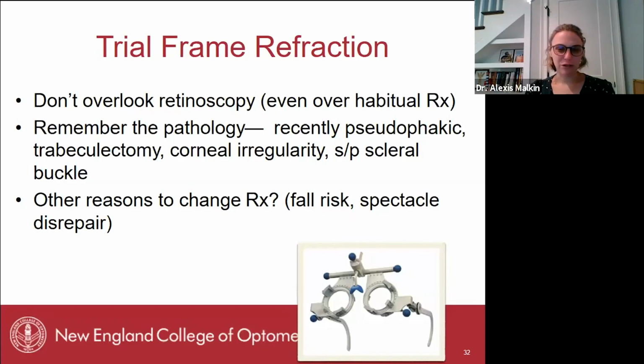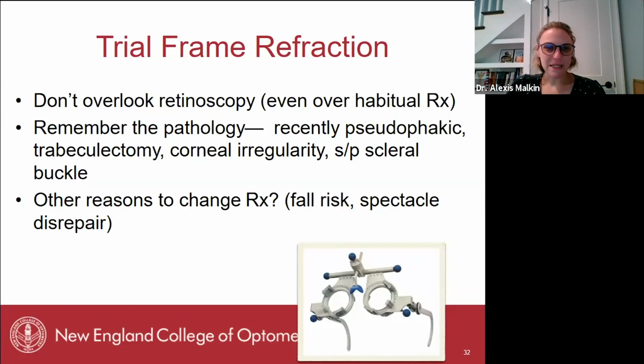If your patients have corneal irregularity, scleral buckles, or have myopic degeneration, these are patients that you really need to refract regularly and very, very carefully. Your macular degeneration patients who are pseudophakic, like I said, if you've refracted them once in a year, that's probably sufficient if you've done a good trial frame refraction.